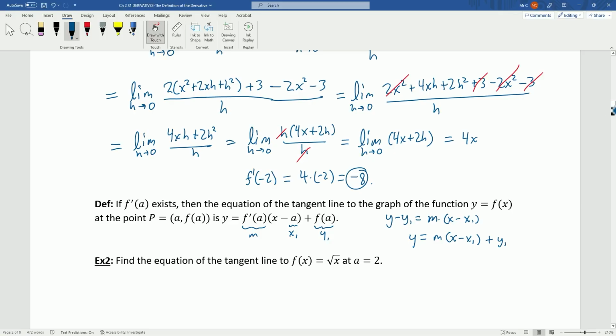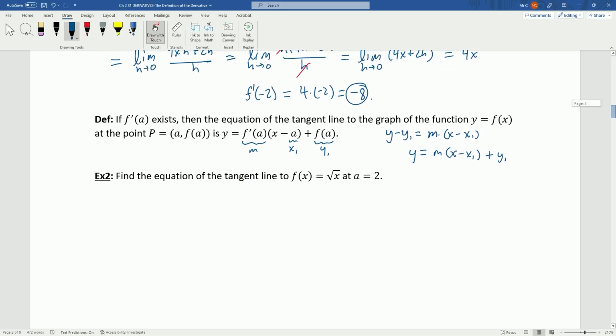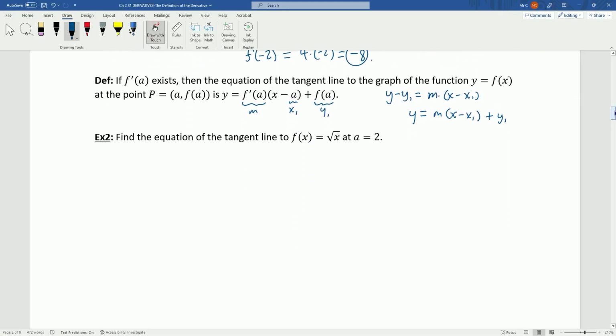Okay, so with that in mind, let's go ahead and take a look at this second example. Find the equation of the tangent line to f of x equals the square root of x at a equals 2. So in other words, to find the slope, we need to find f prime of 2.